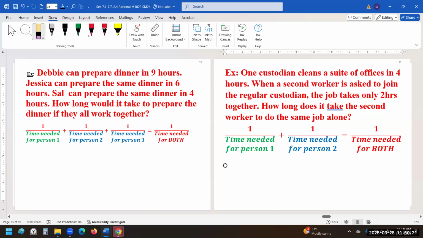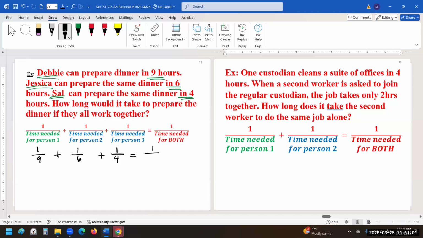Okay, first one. We have 3 persons. Devi needs 9 hours. Jessica needs 6 hours. Sel needs 4 hours. So we have 3 different people who need 3 different times. What if we put them together, how long does it take? So 1 hour for Devi is 1 over 9, 1 hour for Jessica is 1 over 6, and 1 hour for Sel is 1 over 4. Do we know how long it takes if they work together?